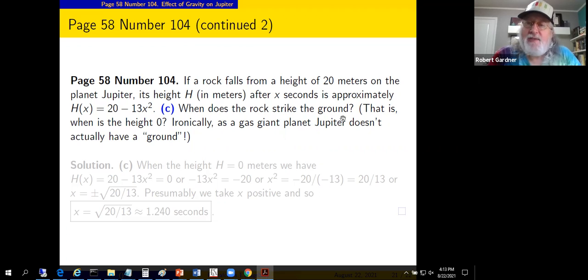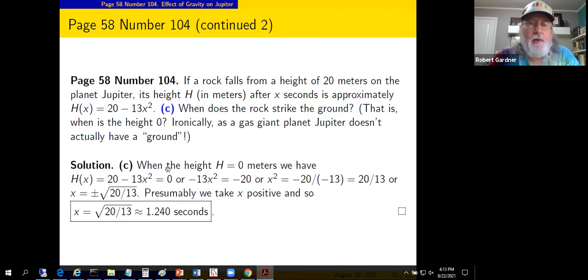When the rock strikes the ground. You know, that thing about there not being a ground on Jupiter, we'll overlook that. They want to know when the height's 0. So we'll set the height equal to 0 and solve for X, time. That's when. We'll have this equation initially, take the 20 to the other side, divide by the 13, that produces X squared is 20 over 13. Take a square root, you get the plus or minus, presumably time is positive, and we'll get 1.240 seconds.